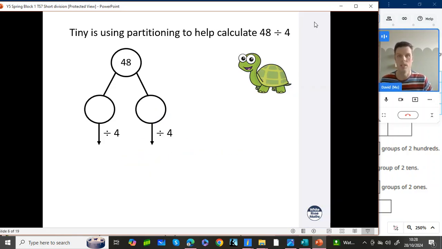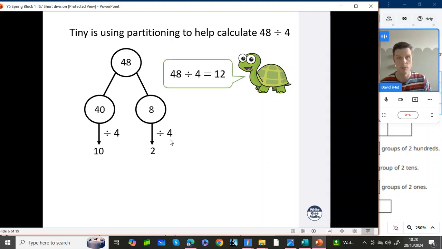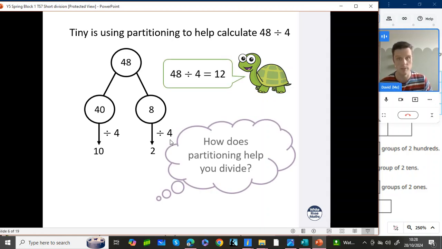So let's learn. Tiny is using partitioning to help calculate 48 divided by 4. Just like what we did in the multiplication lesson, we're going to partition our two-digit number into tens and ones. We're going to do 40 divided by 4, which we learned from the previous slide is 10, and 8 divided by 4 is 2. So 48 divided by 4 equals 12. We add the two answers together.